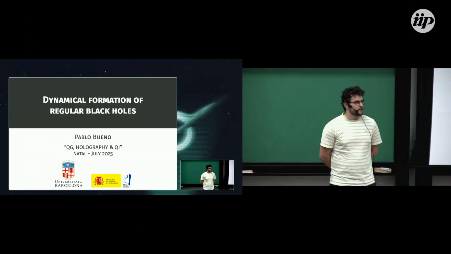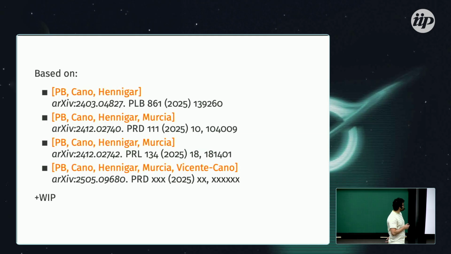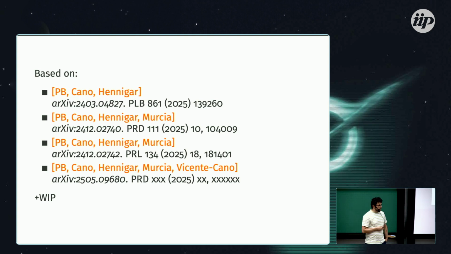So I'm going to talk about something that I think for this audience is going to be slightly exotic. So let's see. This is based on a few papers, these 4 papers here, that I wrote in collaboration with my long-term collaborators: Pablo Bueno, who's a postdoc in Barcelona, Robbie Henniger, who is a postdoc in Durham, Ángel Murcia, who is also a postdoc in Barcelona, and Aitor Vicente, who is my PhD student. And also I will mention some work in progress, okay?